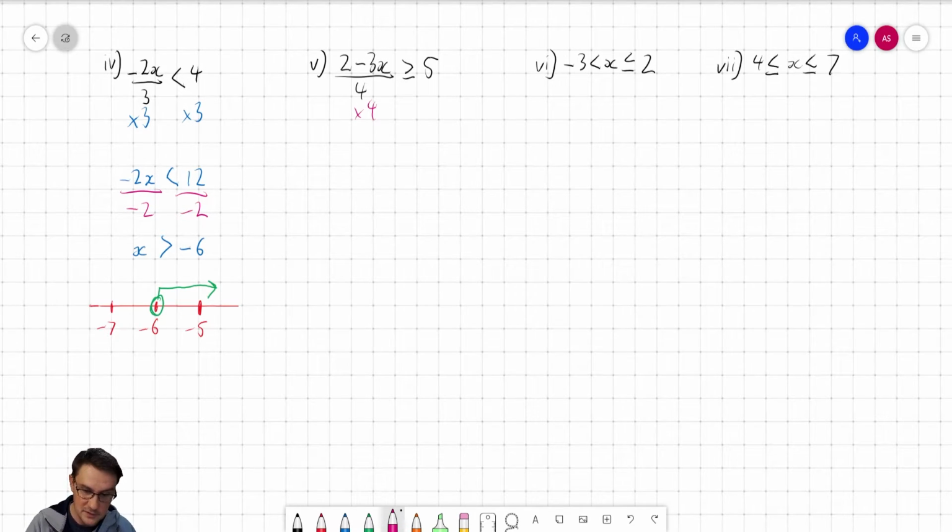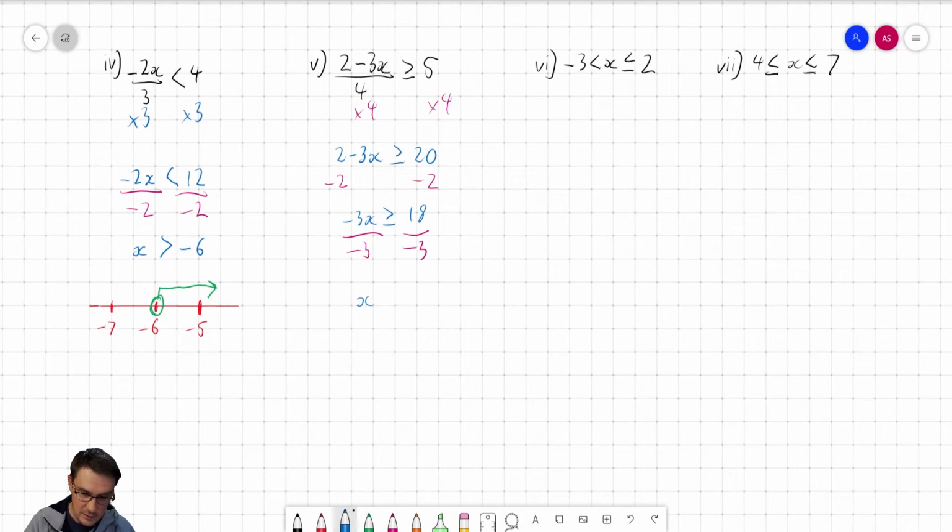So to start off with this, I'm going to multiply by 4 on both sides. And that gives me 2 - 3x greater than or equal to 20. Next up, I'm going to subtract 2 from both sides. And this is going to give me -3x is greater than or equal to 18. And then I'll divide by -3 here to help me solve it.